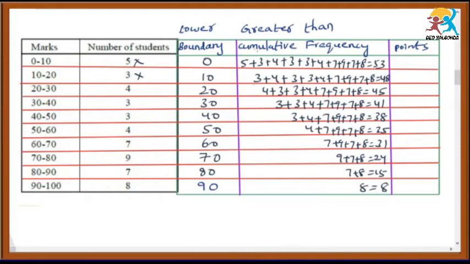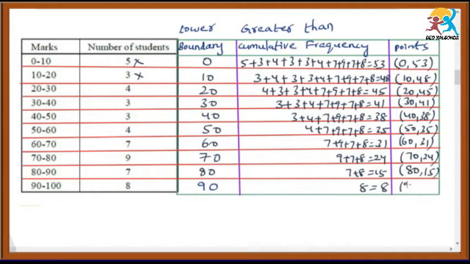Now we can write the points. If you want to draw the graph for this data, then on the x axis take the lower boundary and on the y axis we should take the greater than cumulative frequency. So the points will become: lower boundary is 0, so 0 comma 53, and next point will be 10 comma 48 and 20 comma 45, 30 comma 41, 40 comma 38, 50 comma 35, 60 comma 31, 70 comma 24, 80 comma 15, 90 comma 8.